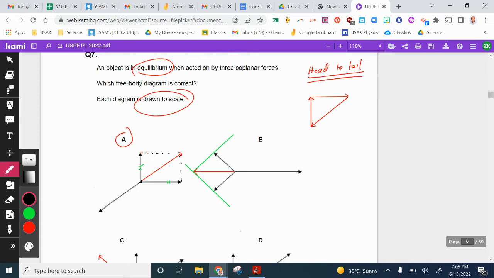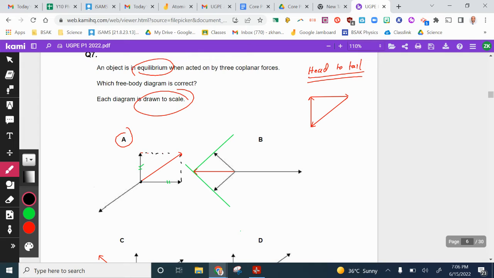And as we see, the direction of this force and the size of this force arrow is directly opposite and more or less the same size as this arrow here. So that force cancels out that force. So that means that the net force is equal to 0, which satisfies the condition of equilibrium.